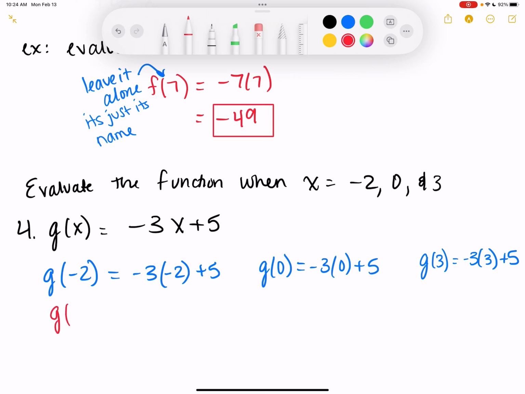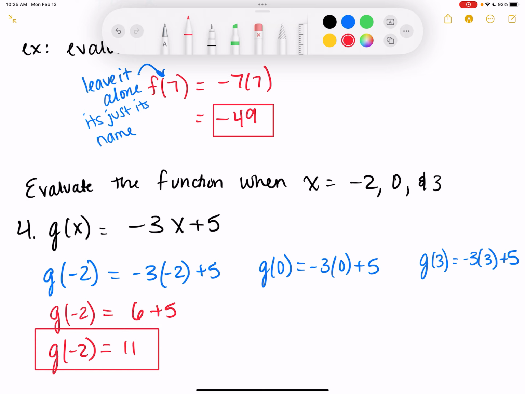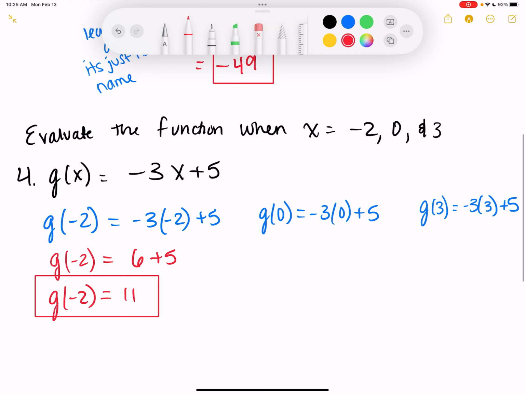So g of negative 2, this side just stays the same. So negative 3 times negative 2 is what? 6. Yep, positive 6 plus 5, and then 6 plus 5 is 11. So g of negative 2 is equal to 11. Then over here, g of 0, negative 3 times 0 is 0. So then 0 plus 5 is 5.